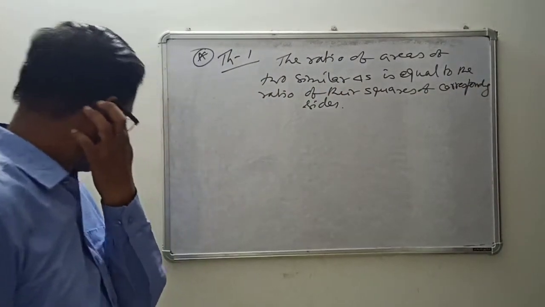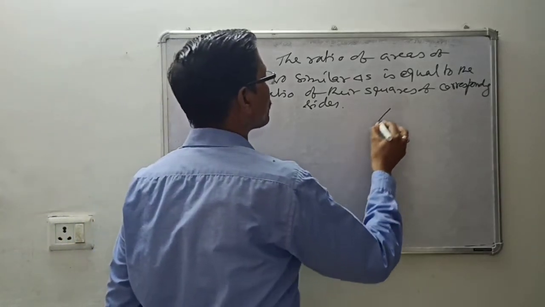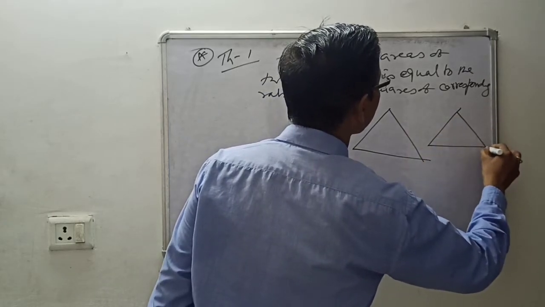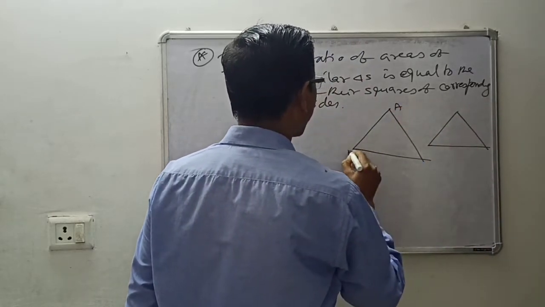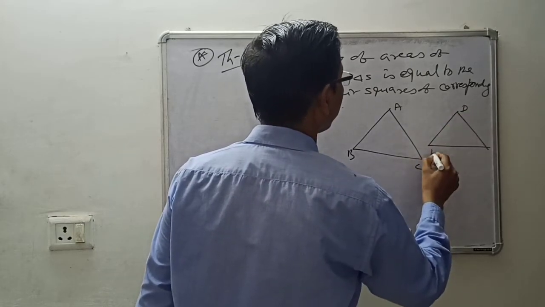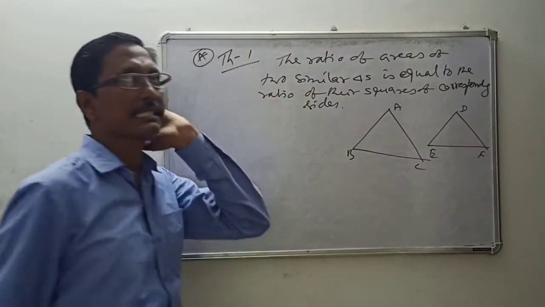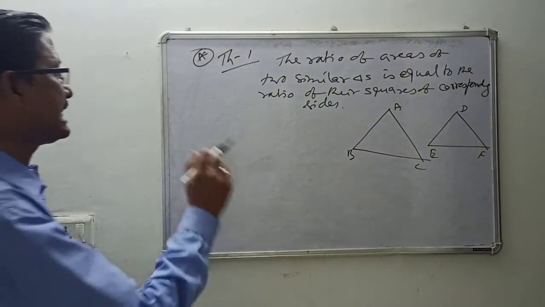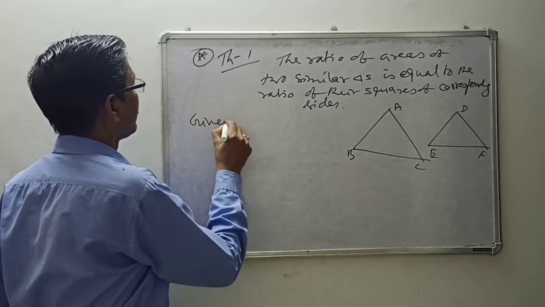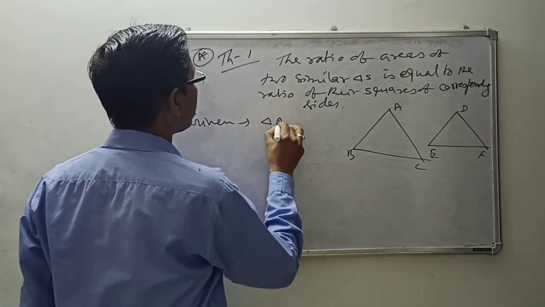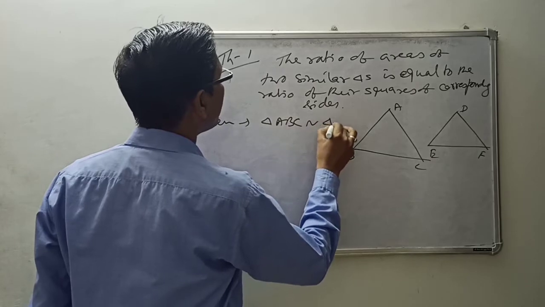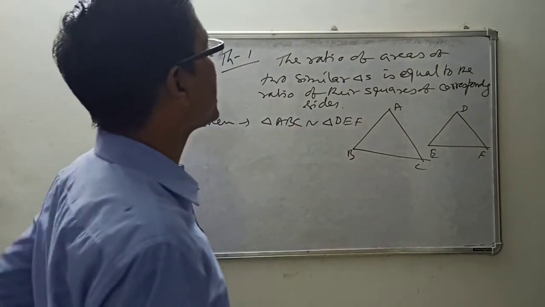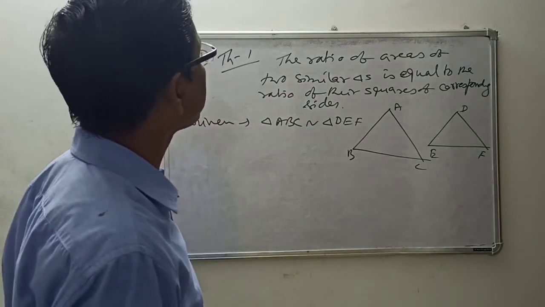It means if you have two triangles, suppose triangle ABC and DEF, these two triangles are similar, this is given. Just this thing is given: triangle ABC is similar to triangle DEF. Given what? Triangle ABC is similar to triangle DEF. Its corresponding sides are AB, DE, BC, EF, AC, DF.